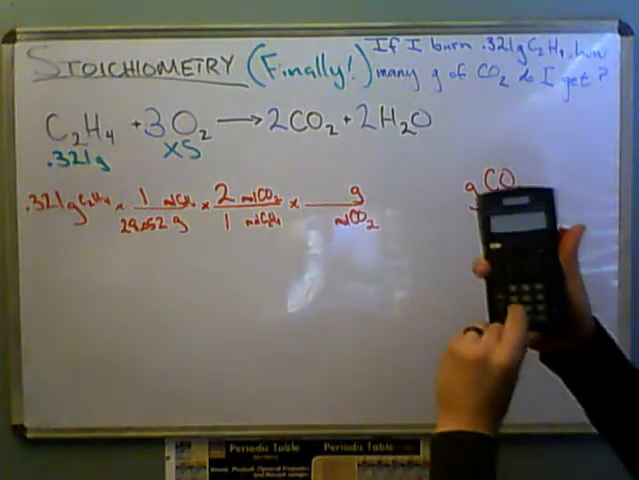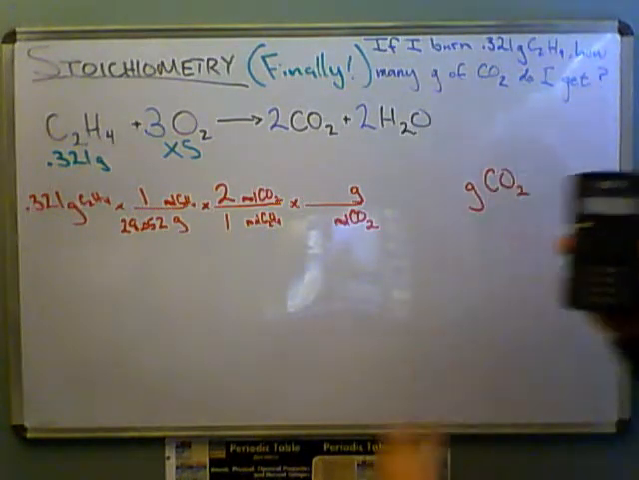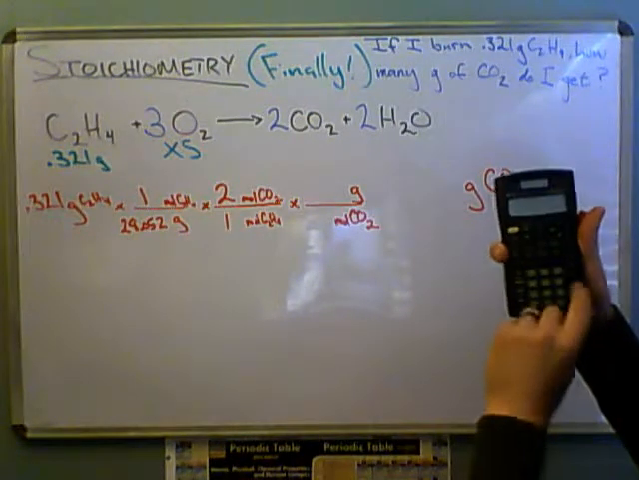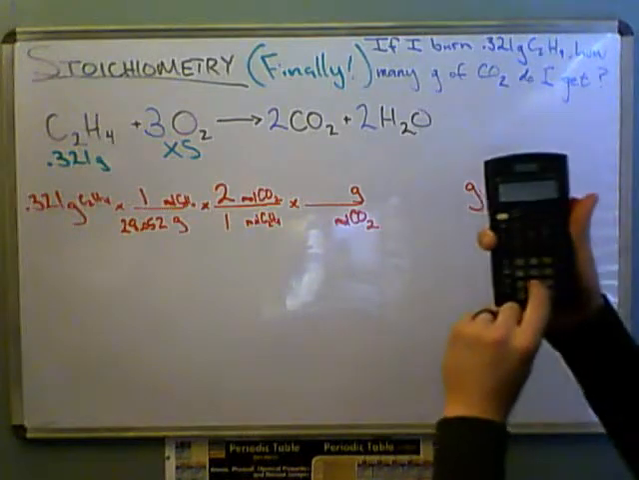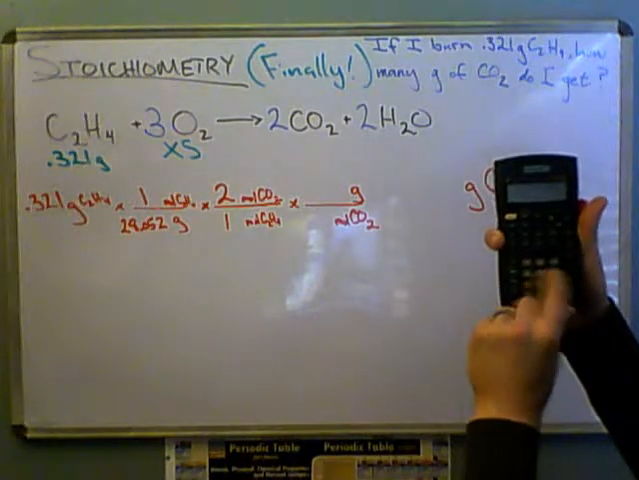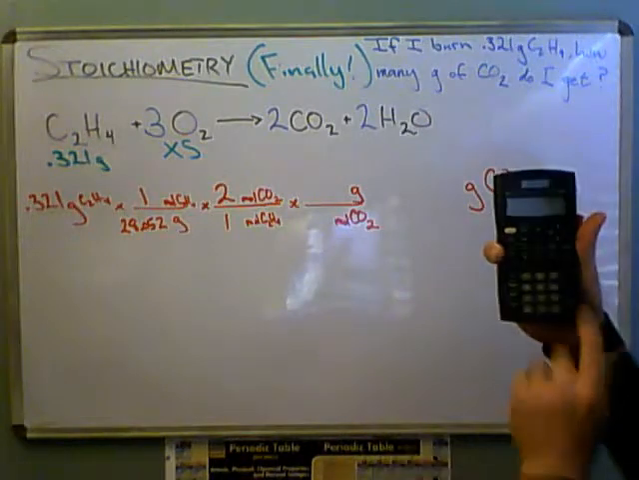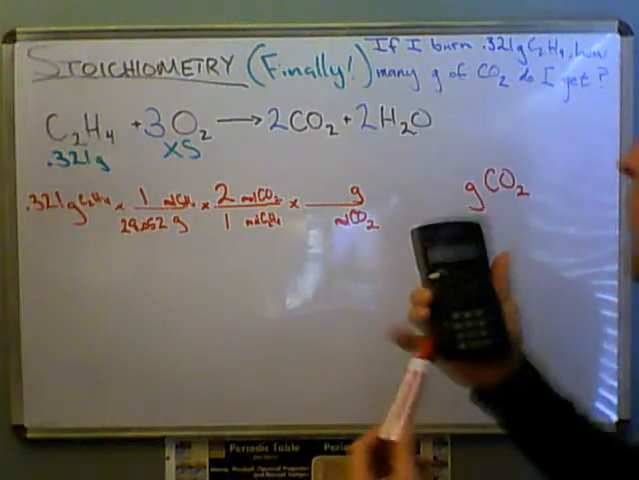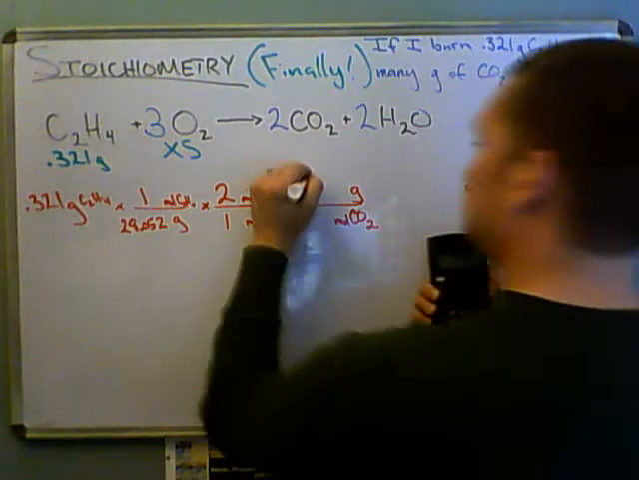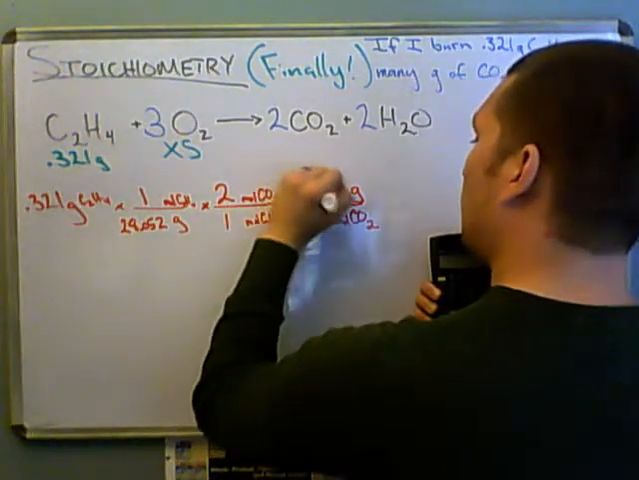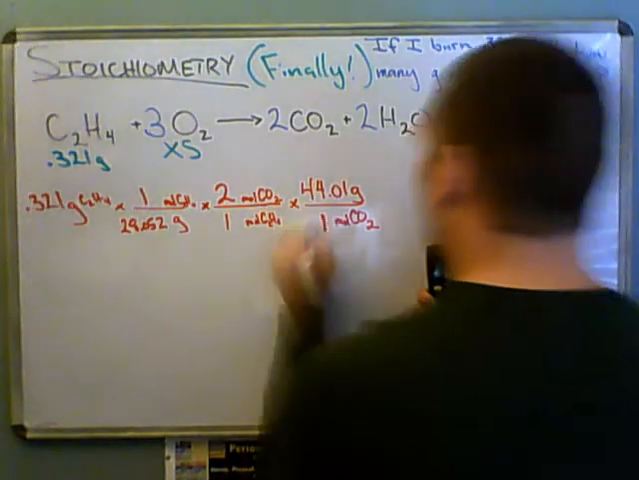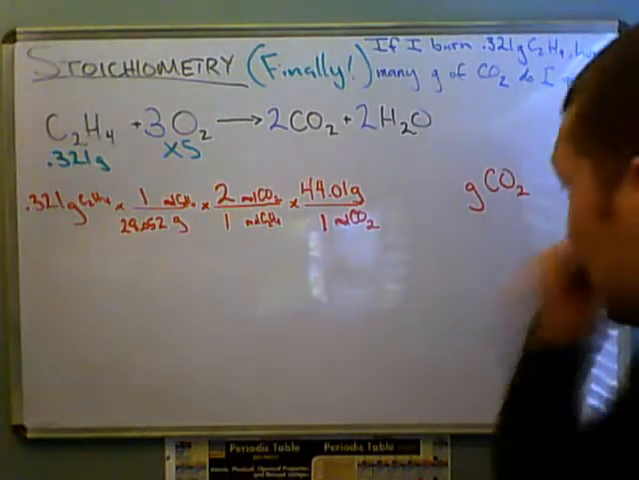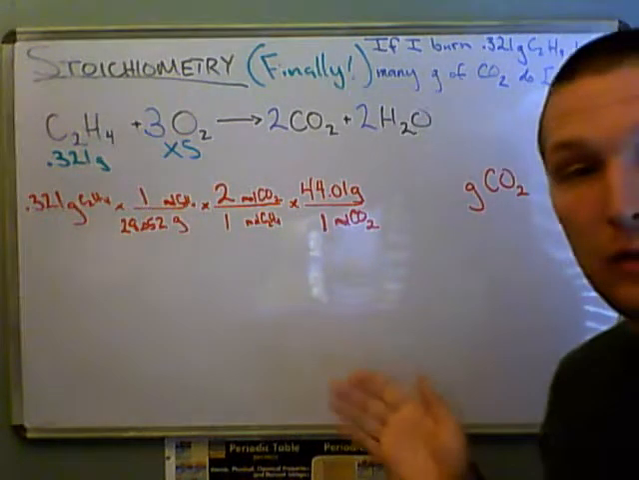So I have 1 carbon, so I'm going to put 1 times the weight of the carbon, which is 12.01, plus, we have 2 oxygens, so I'm going to go 2 times 16.00, which is the weight. So the total weight of 1 mole of this is 44.01 grams. 44.01 grams in every 1 mole of CO2. So now it looks like I've converted everything. I think I'm where I want to be.